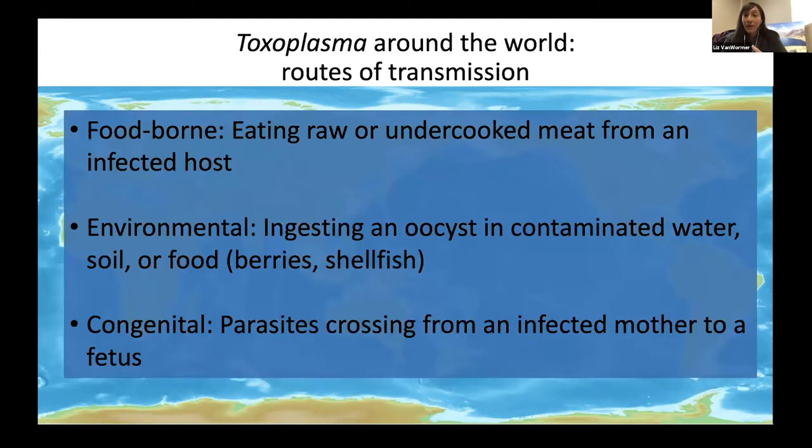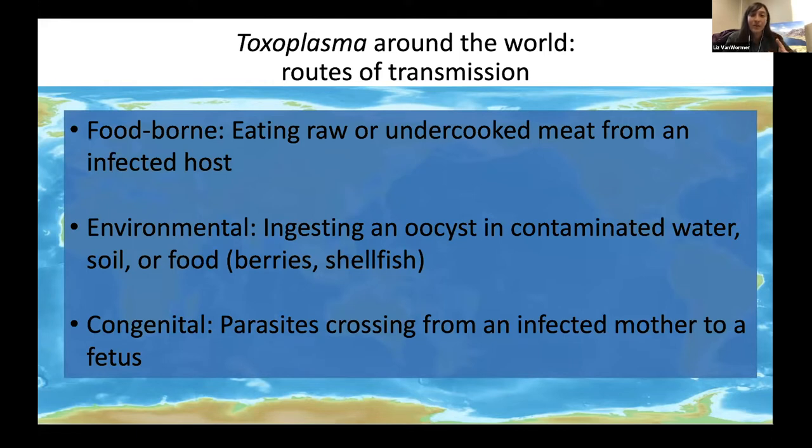So if you encounter an oocyst, whether in contaminated water, or in contaminated soil, or maybe on food like berries or in a shellfish, which is serving as sort of a transport host of the parasite, you can become infected, and animals can become infected by this route too. We also talked a little bit about congenital transmission, where the parasite can cross from an infected mom to a baby, and that is an area of concern too.